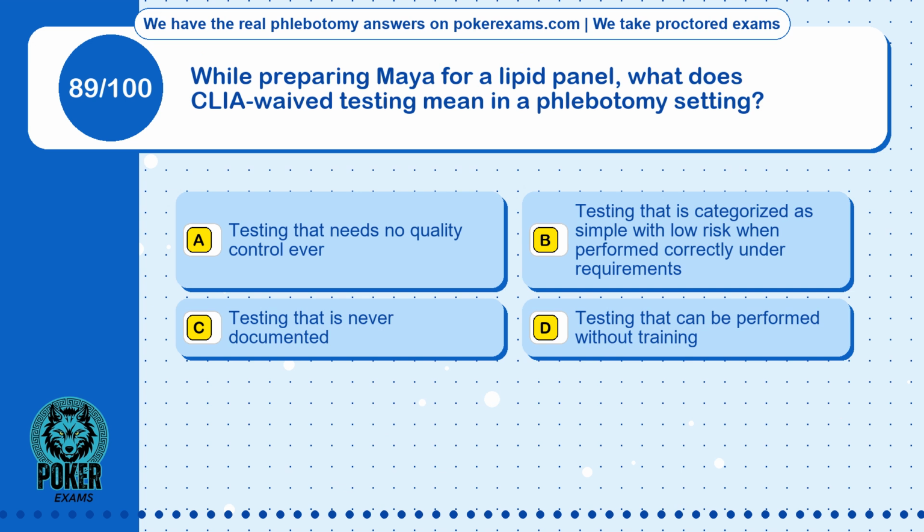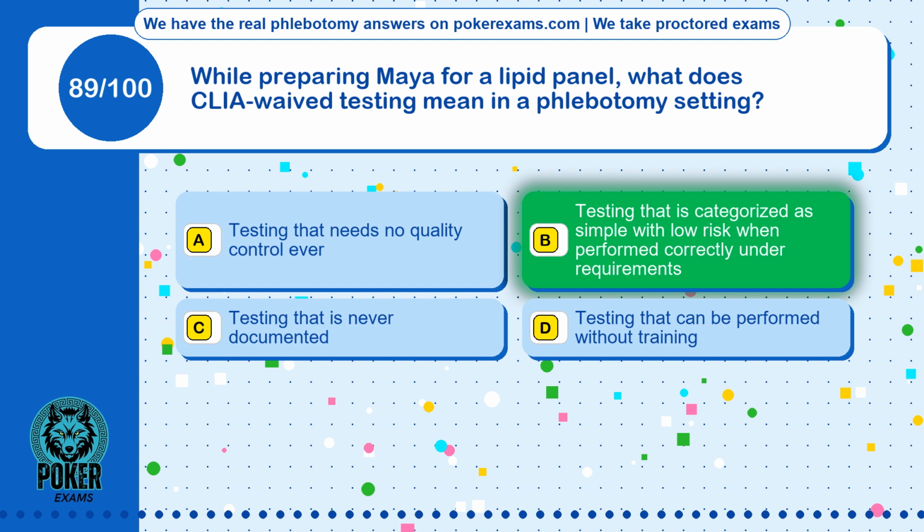Question 89. While preparing Mia for a lipid panel, what does CLIA waived testing mean in a phlebotomy setting? Option A, testing that needs no quality control ever. Option B, testing that is categorized as simple with low risk when performed correctly under requirements. Option C, testing that is never documented. Option D, testing that can be performed without training.